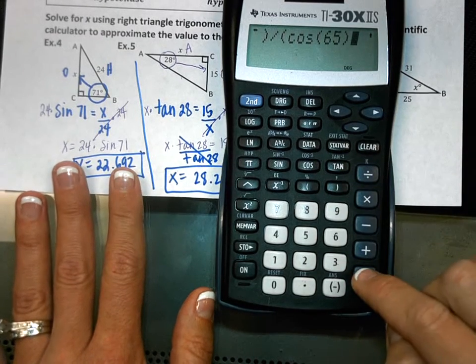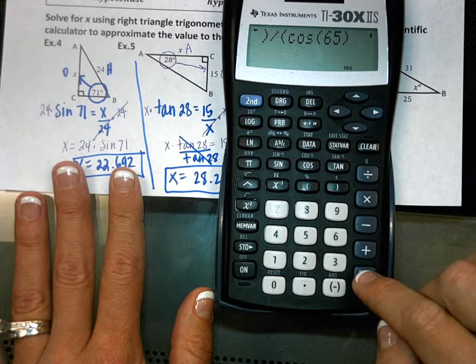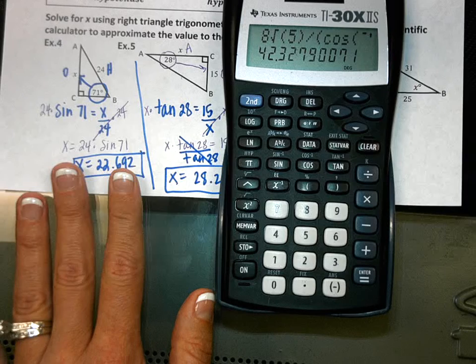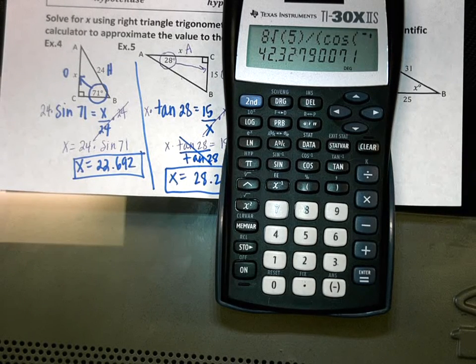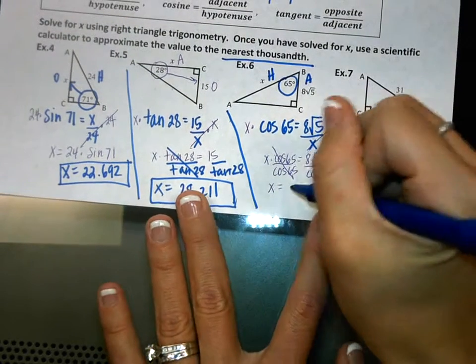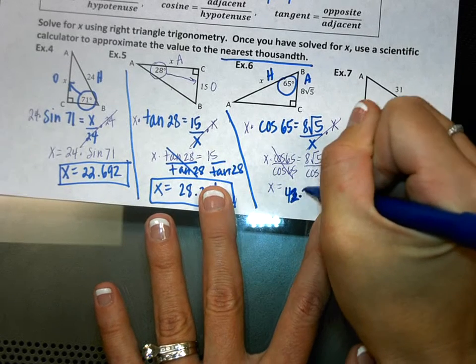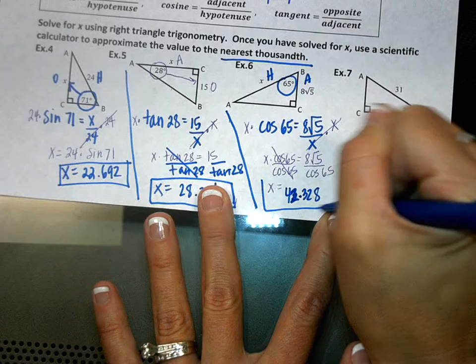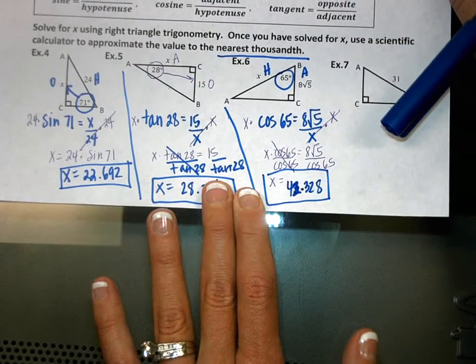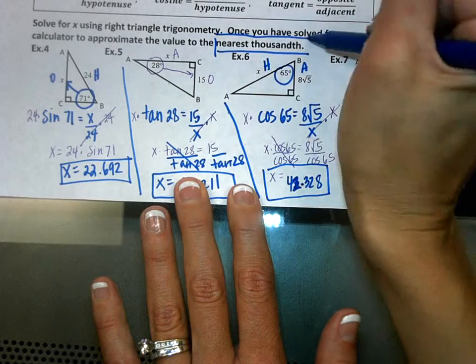And the reason why we're using parentheses is to make sure that order of operations is followed. Because otherwise, sometimes your calculators will, if you don't have the parentheses, think that it has to do things in order of operations. So you have to be careful. Okay, and so we press enter, and we should get 42.328. 42.328 is your answer for x. Do you always have to round it to the thousandth? Whatever the instructions tell you to do.